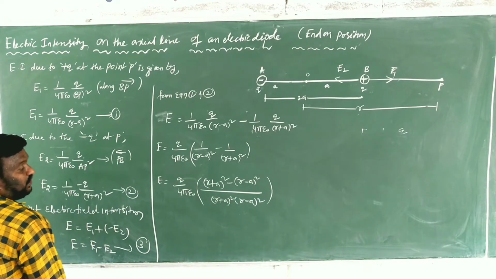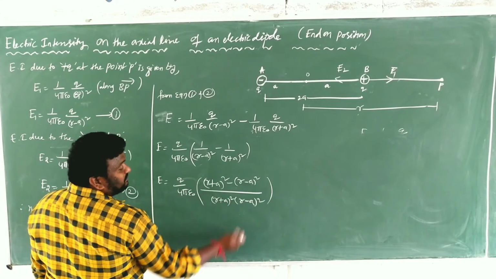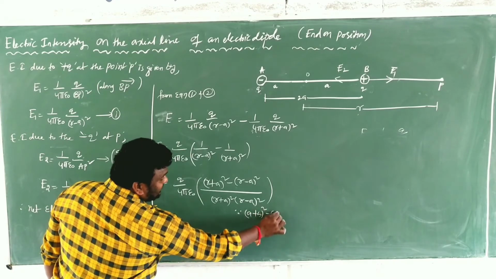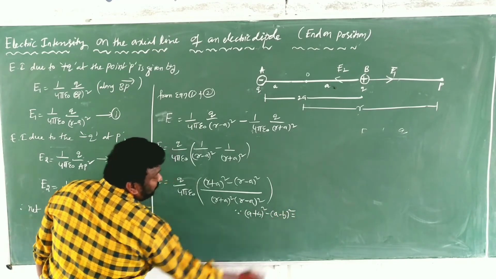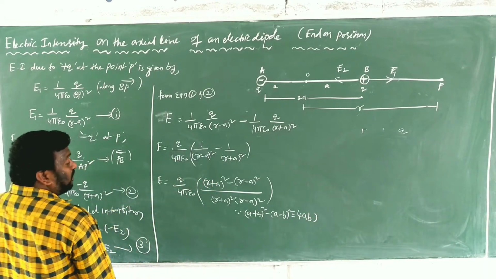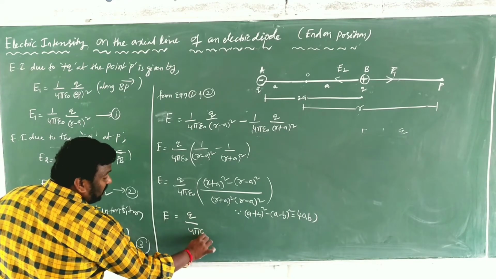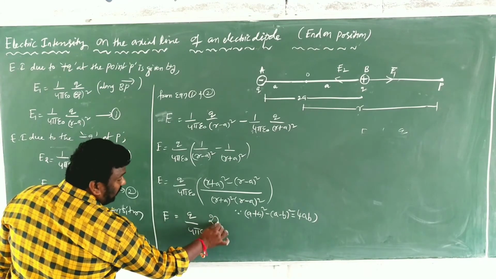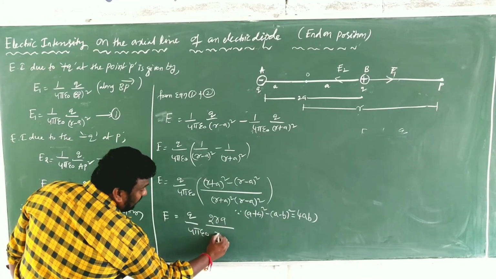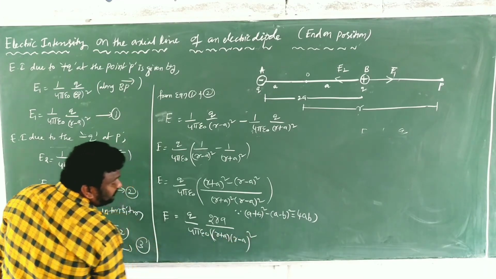Okay children, you have to observe this one: it is like (A plus B) whole square minus (A minus B) whole square. Already one formula is there: (A plus B) whole square minus (A minus B) whole square is equal to 4AB. According to that formula, what do we write? E is equal to Q by 4 pi epsilon naught into 4 into R into A by (R plus A) into (R minus A) whole square.